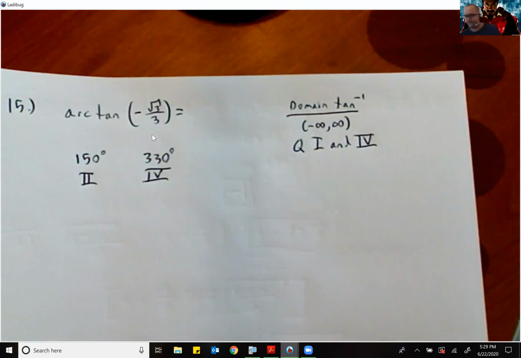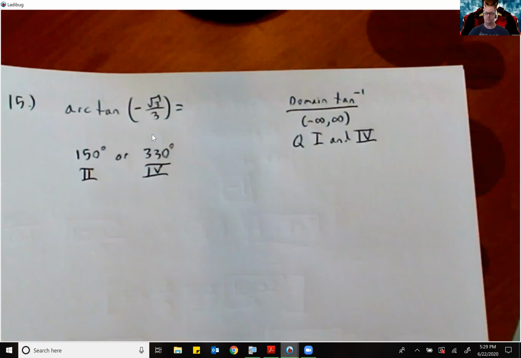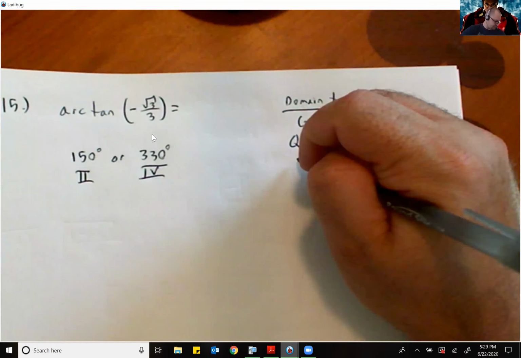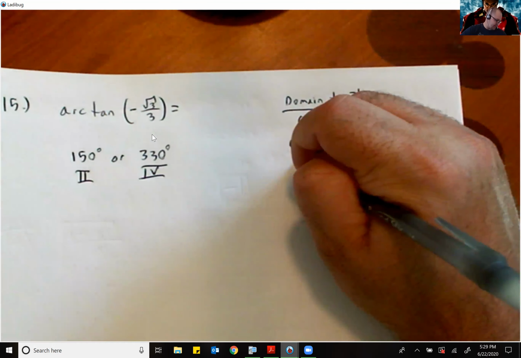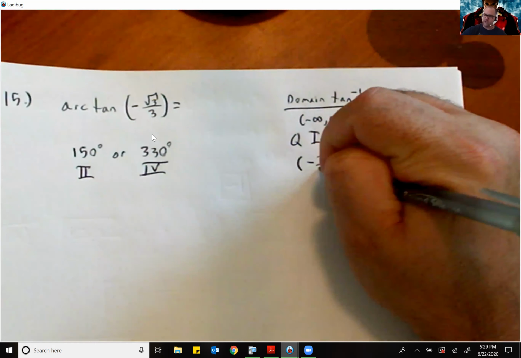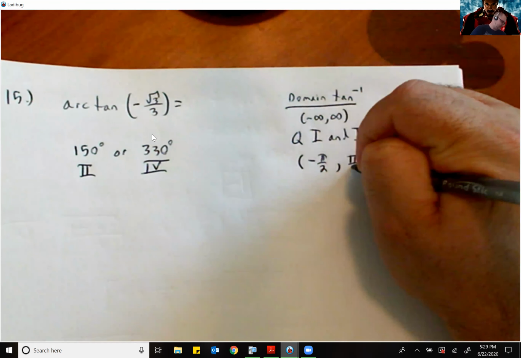So, the problem now is that the way these answers are supposed to be set up, your answers need to be from negative pi over 2 to a positive pi over 2.